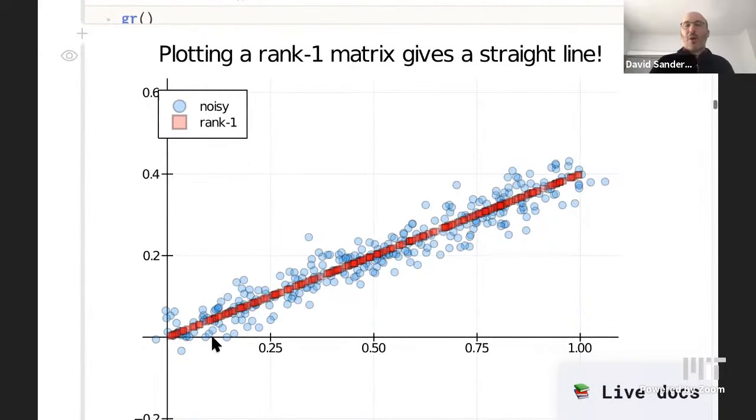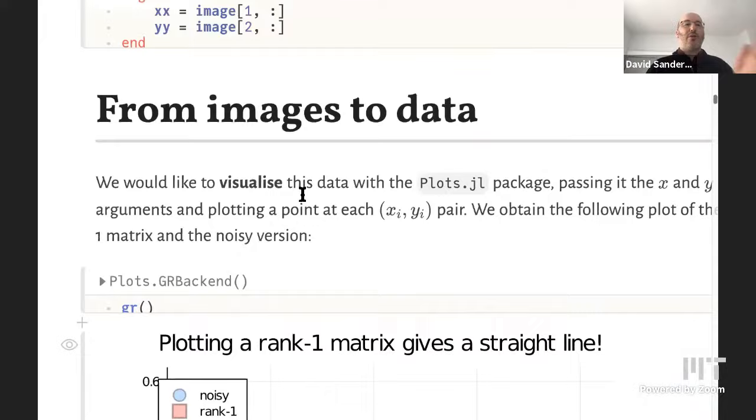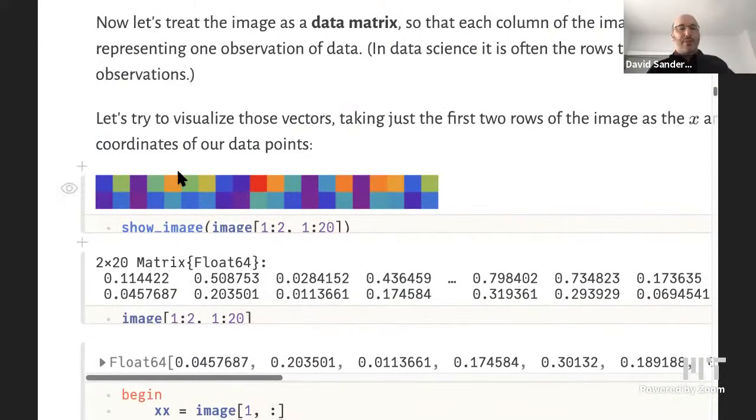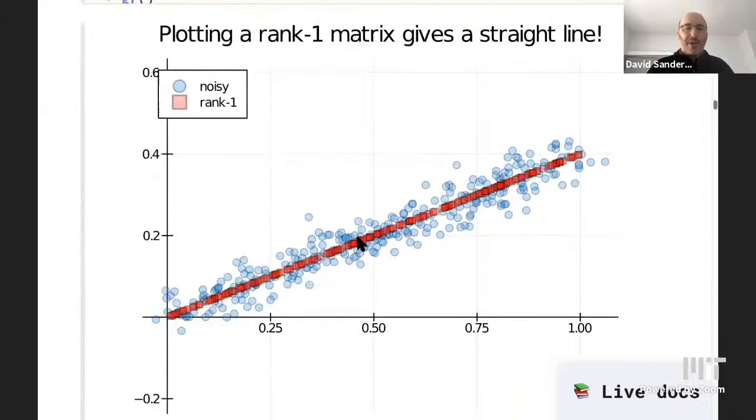So again, what are we visualizing here? So I'm plotting, each of these points is a column of this two row image, right? So each column has two data points in it, an X coordinate and a Y coordinate, upstairs and downstairs. So the first row is the X coordinates, the second row are the Y coordinates. And I'm just going to plot those as X, Y pairs on my graph. So that's what these points are.